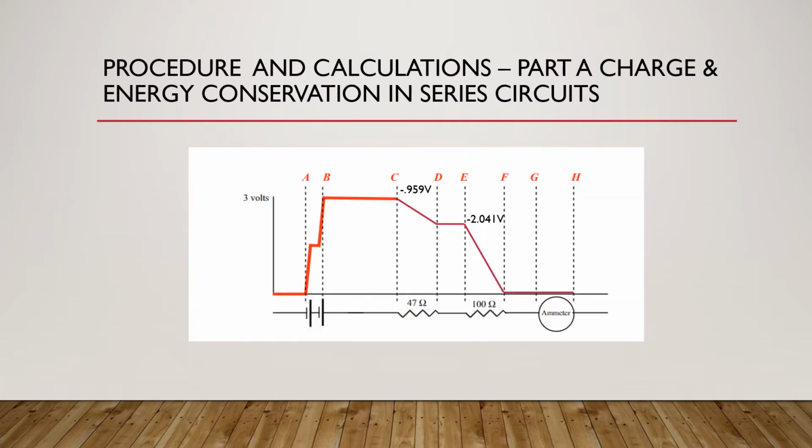Just to give a visual, this is the voltage change over time. As you can see, it's initially zero, then the battery brings it up to 3 volts. It continues in the wire. In the entirety of this experiment, we're assuming that the wire has no resistance. So when we get to this first resistor of 47 ohms, it drops negative 0.959 volts. Then it remains constant from D to E, and at E it experiences that 100 ohm resistor, and it drops negative 2.041 volts. As expected, those two added together bring it back to zero, and then the loop continues again from that left side.